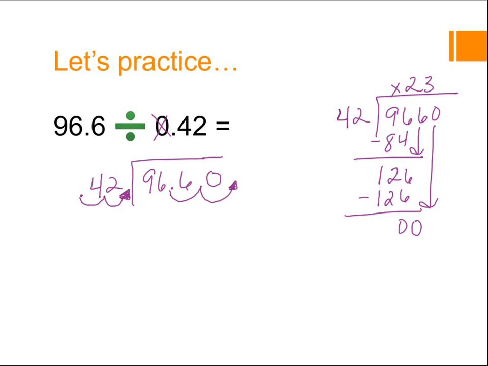Don't forget you have that 0 at the end, which means you have to keep going. 0 divided by 42 would be 0. So our answer is 230. Be very careful. Remember, all of your division skills come into play.